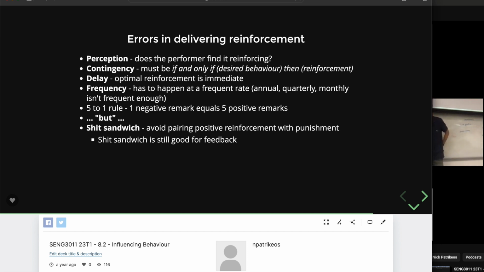You've all heard this before: when you hear the word but or however, everything that came before the but is not the actual point of what was being said. So you take it as a negative remark rather than a positive remark. That's why when I give feedback, I actually just avoid saying the word but. I say, here's the things you do well, here's the things that you can improve on. And reinforcement is different to feedback. I do want to stress that.